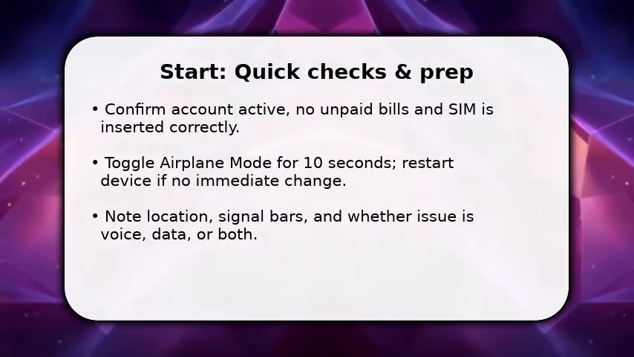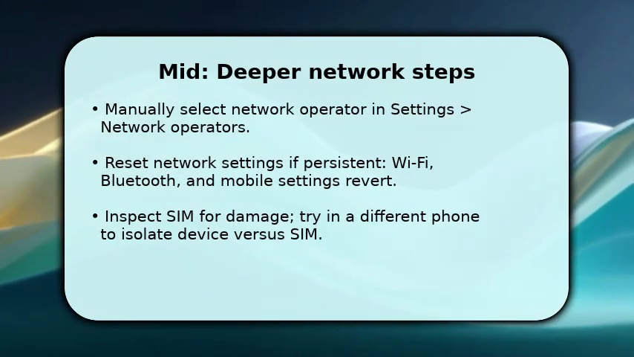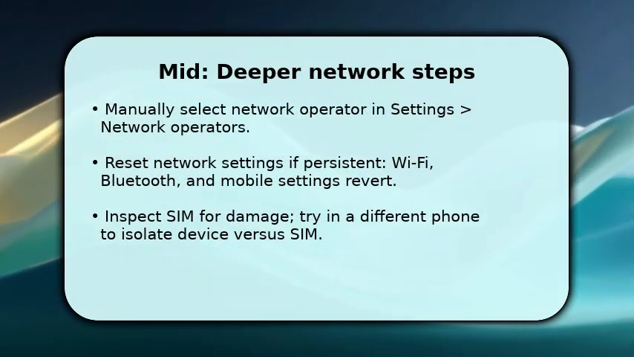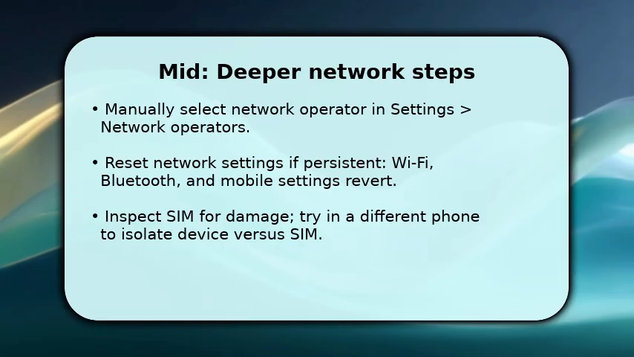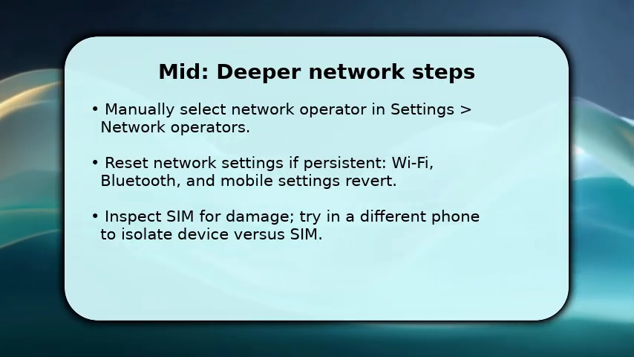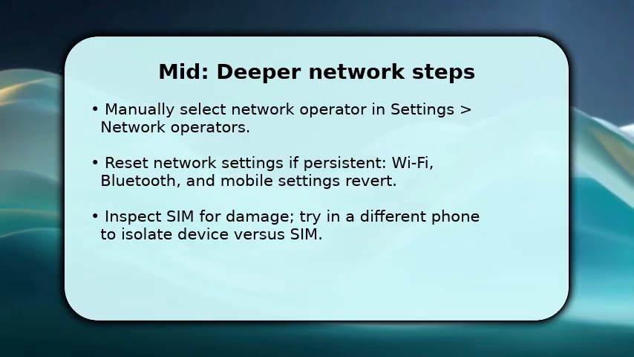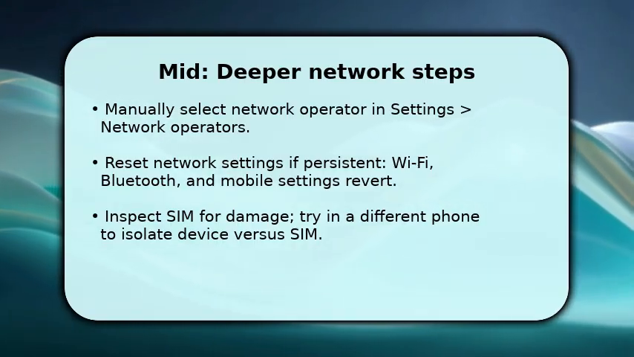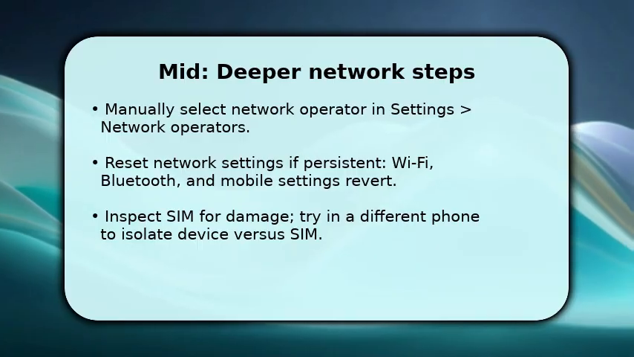Go to Settings and pick Network Operators manually to force a preferred carrier connection, because automatic selection can latch to weak towers. Then, if issues persist, perform a network settings reset to restore correct APN and radio defaults. Make sure you have passwords for saved Wi-Fi.